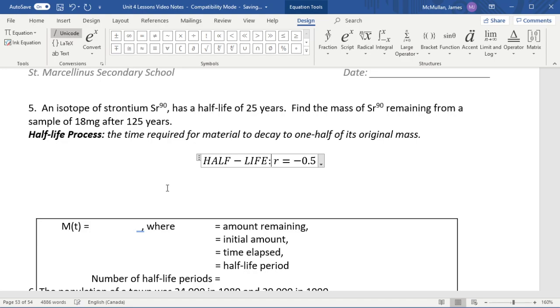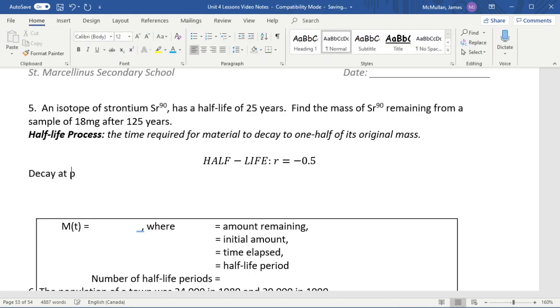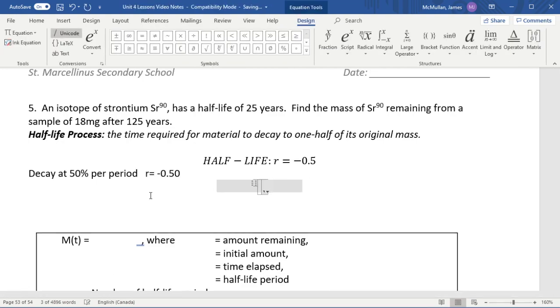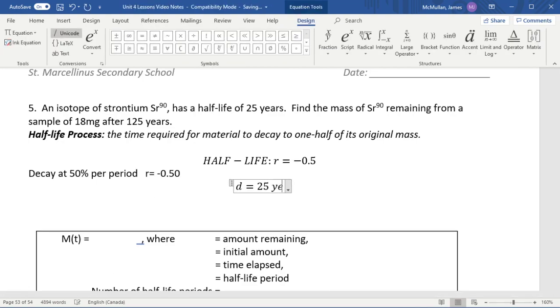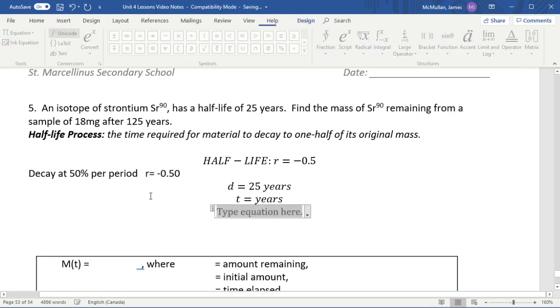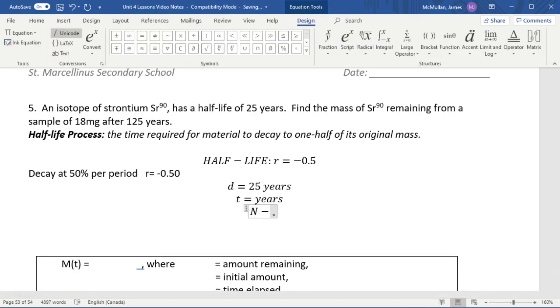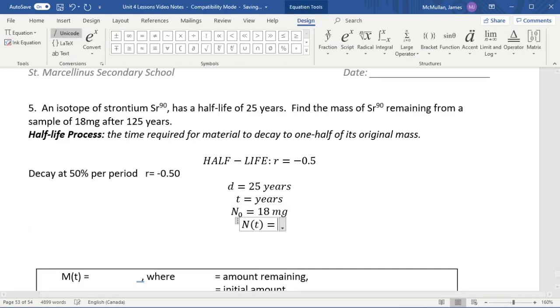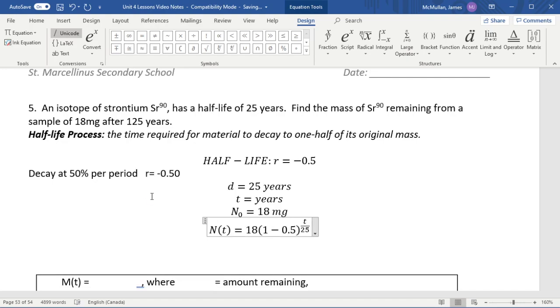And again, the reasoning behind that is because you have decay at 50% per period, and therefore R is equal to negative 0.50, right? 50%, and it's negative because it's decay. So anytime you get a half-life question, R is negative 0.5. D is the half-life itself, which is 25 years. T, therefore, has to be measured in years, and N0 is whatever we started with, which was 18 milligrams. This means that the amount of material left after X number of years would be equal to that equation right there.